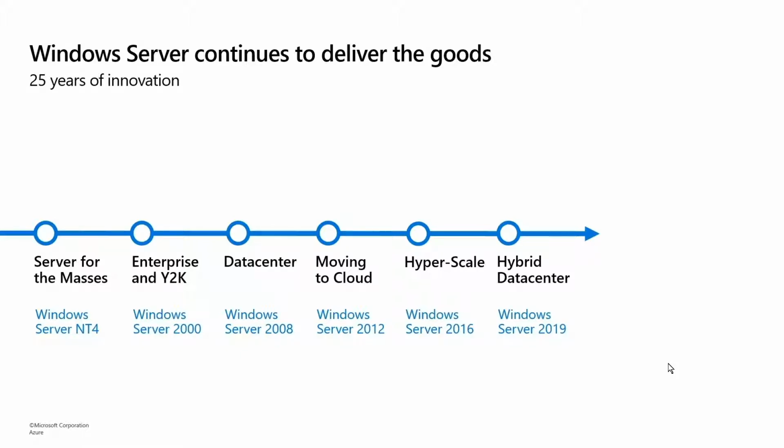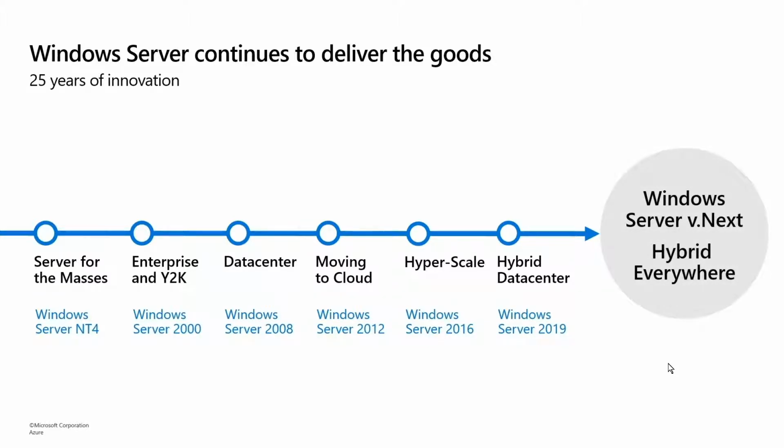And if you look, Windows Server 2016 added more security and efficiency to on-premises IT systems. And if you look at Windows Server 2019, it continues to strengthen capabilities that help our customers operate hybrid seamlessly. And what's next? Well, quite honestly, it's hybrid everywhere.